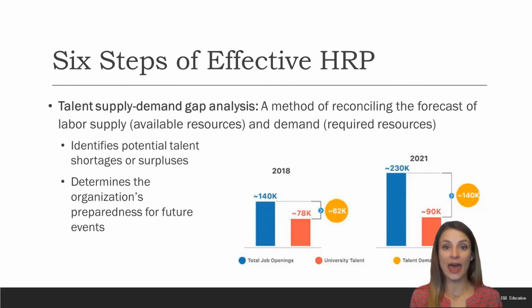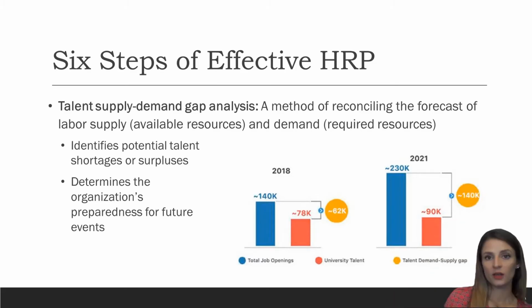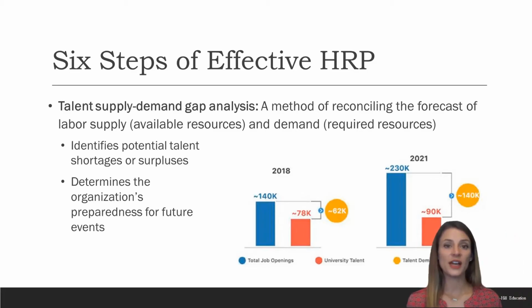Once we understand what we have and what we need, we can compare those two sets of data to identify potential talent shortages or surpluses. In 2021, it's predicted that there will be 230,000 job openings, with only 90,000 new college graduates to fill those job openings. Therefore, the deficit, the shortage, is 140,000 employees. This kind of information can help employers determine how prepared they are for the future.